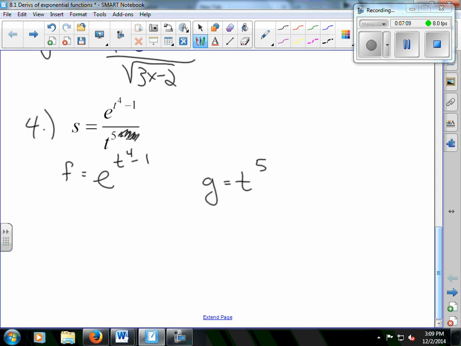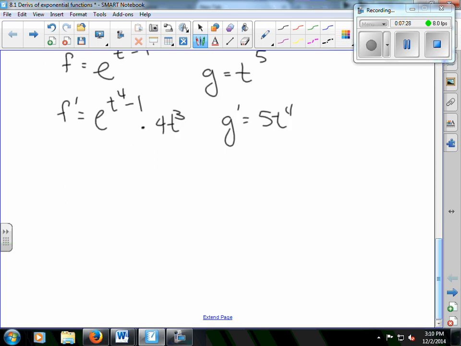Okay, so new question. e to the t to the 4th minus 1 over t to the 5th. So f is my top. f prime would be e to the t to the 4th minus 1 times the derivative of the top, 4t cubed. And then my bottom derivative is 5t to the 4th. And so now I'm just going to use my quotient rule. The function was called s.